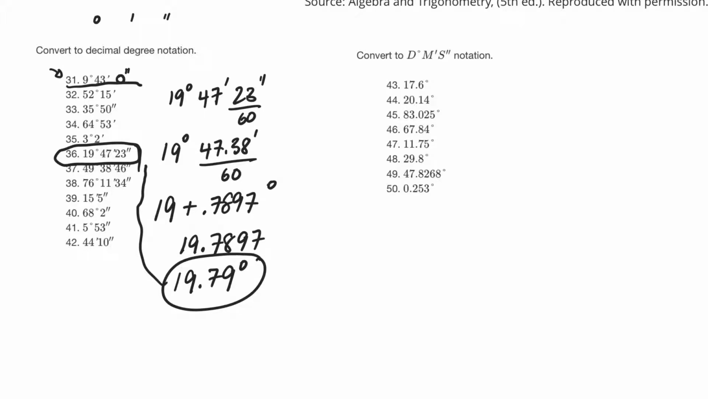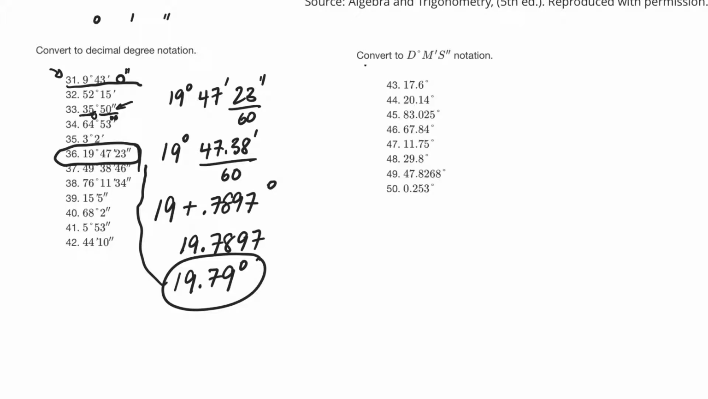Now, on some of them where they're missing one, like this one, you divide this by 60 and add it to the minutes, and there's no minutes there. So you'd add it to 0, and then take that and divide it by 60 and add it to the 35. Okay, hopefully that helps you with that.